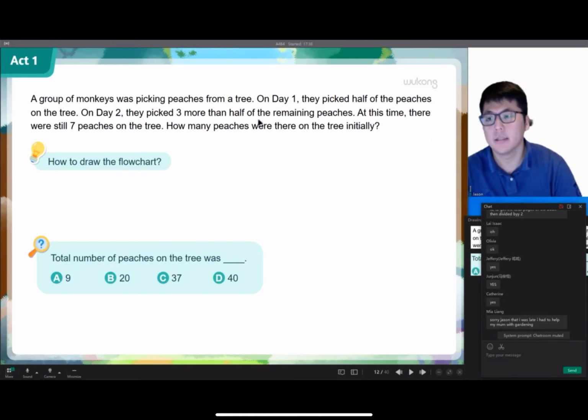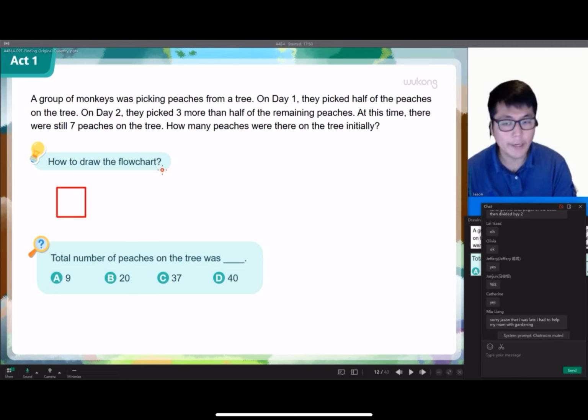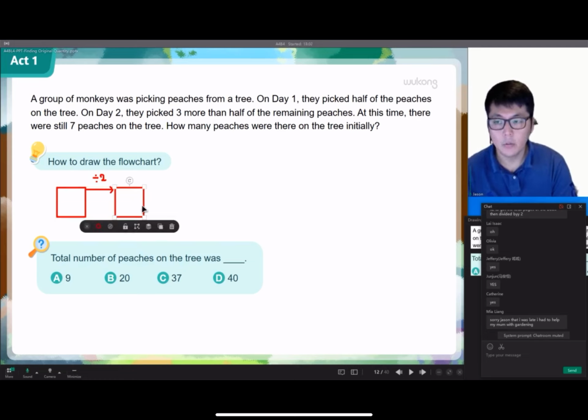So now, guys. So a group of monkeys were picking peaches from a tree. On day 1, they pick half of the peaches on the tree. Okay, so what you need to do, draw a square, and going forward, guys, I saw some people not drawing arrows. You must draw arrows. So half. Okay, and then what happened?